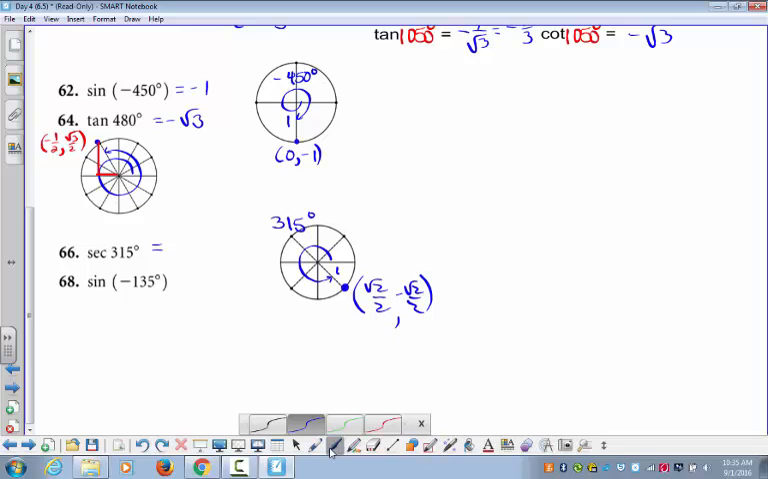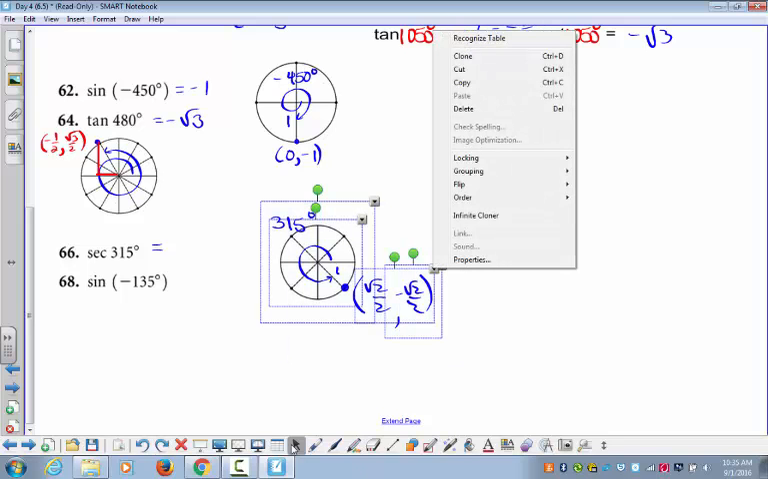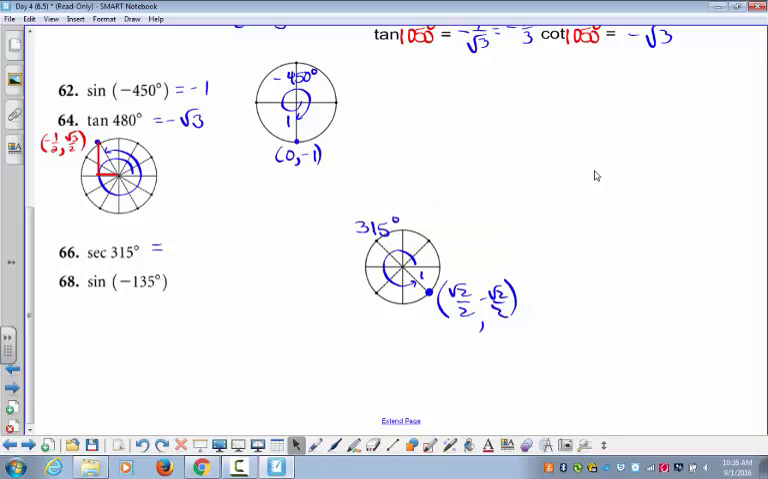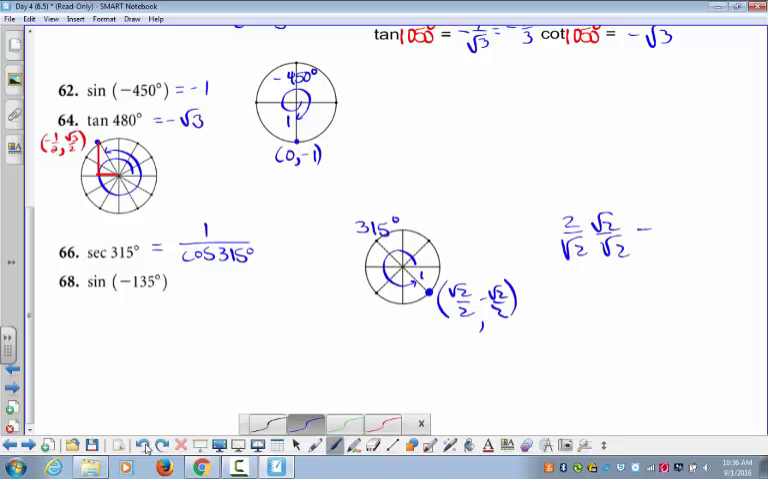So secant of 315 then, we have to remember that that's the reciprocal of which one, sine or cosine? Cosine. So this is 1 over cosine of 315. Cosine 315. So we have to look over here. Cosine's the first coordinate, and if we flip that over, we are going to get square root of 2 once we simplify it.